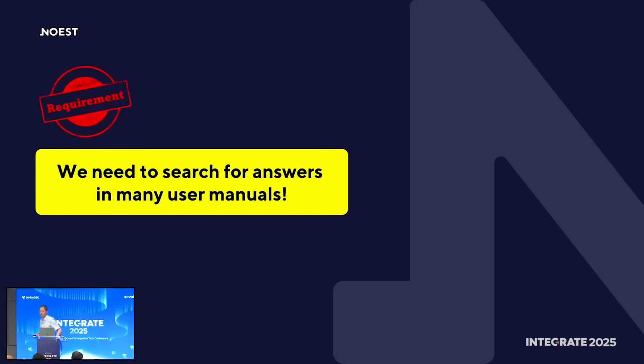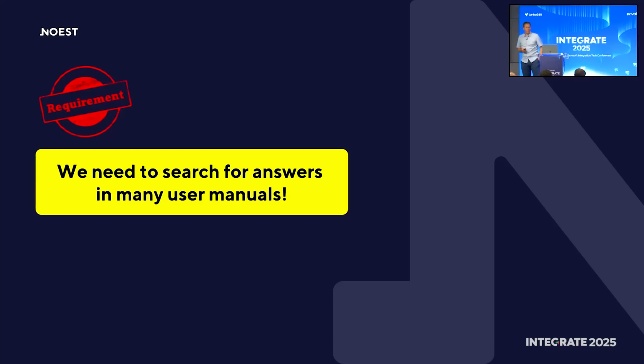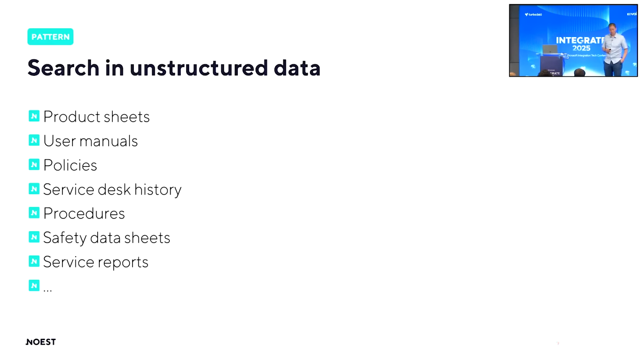Next requirement. Yeah, we need to search for answers in user manuals. So the customer has many user manuals about the pallet boilers. So if they are asking us questions, we need to find the answer over there. That's actually a pattern that we often have. We need to find answers for data in unstructured data. That can be product data sheets, it can be user manuals, policies, service desk history, whatever you have. If you have that requirement, there's a good pattern to solve it.